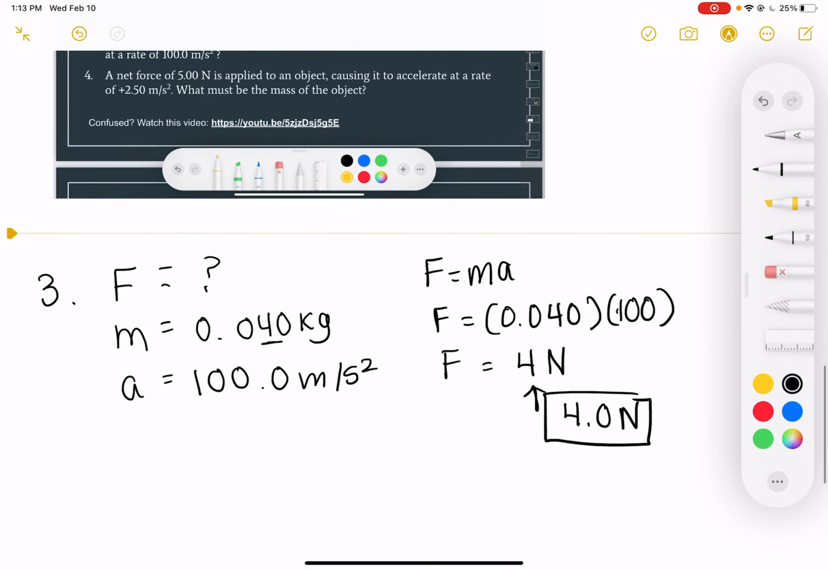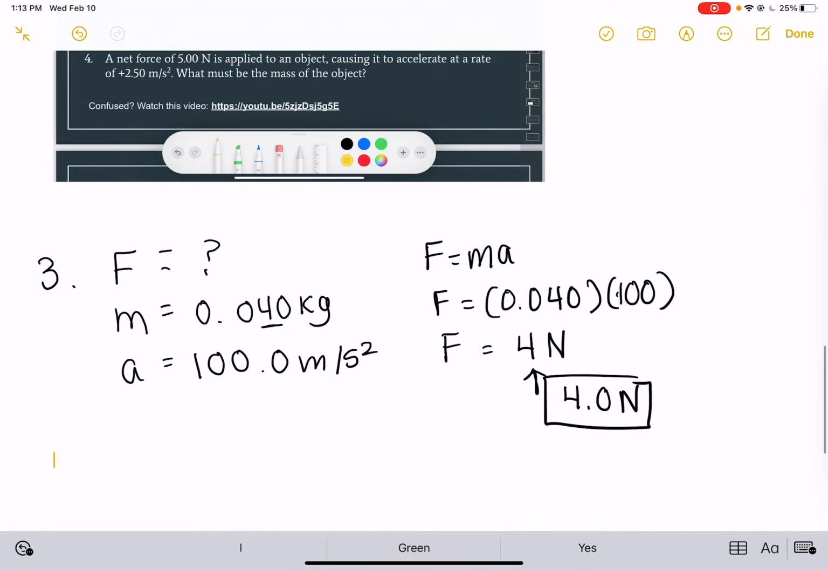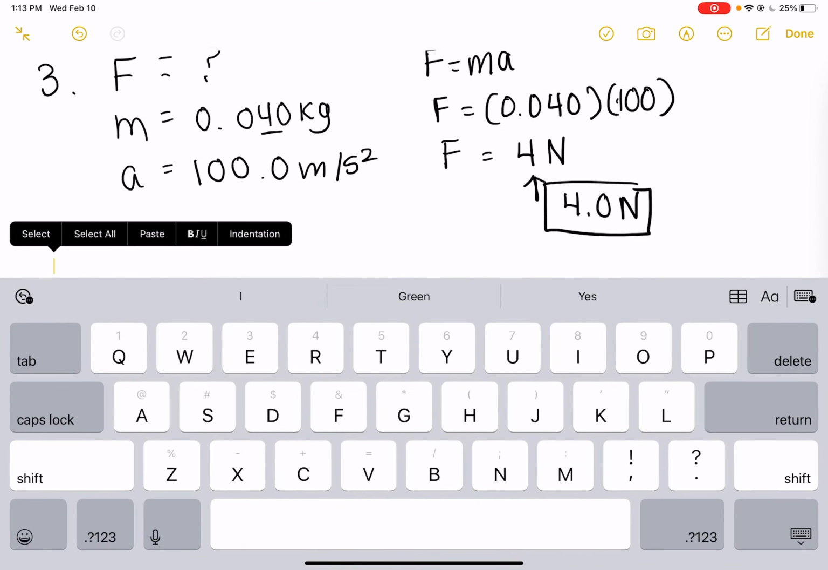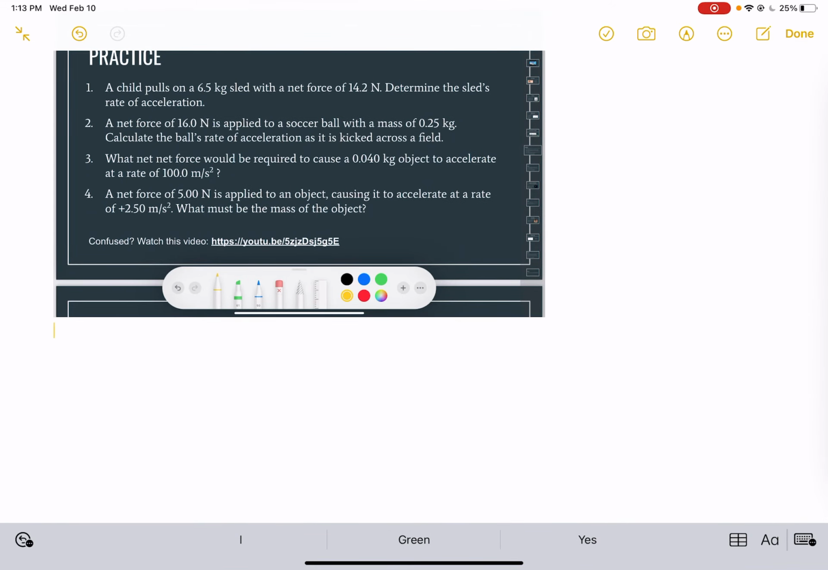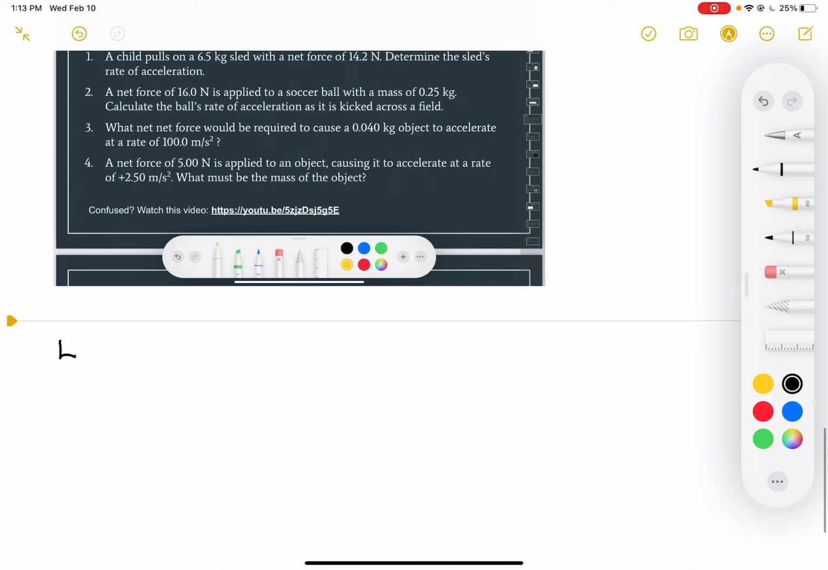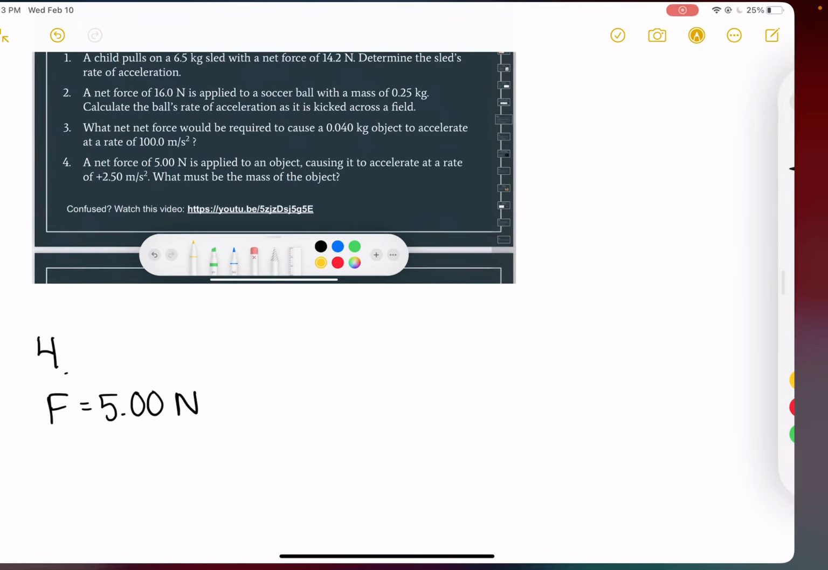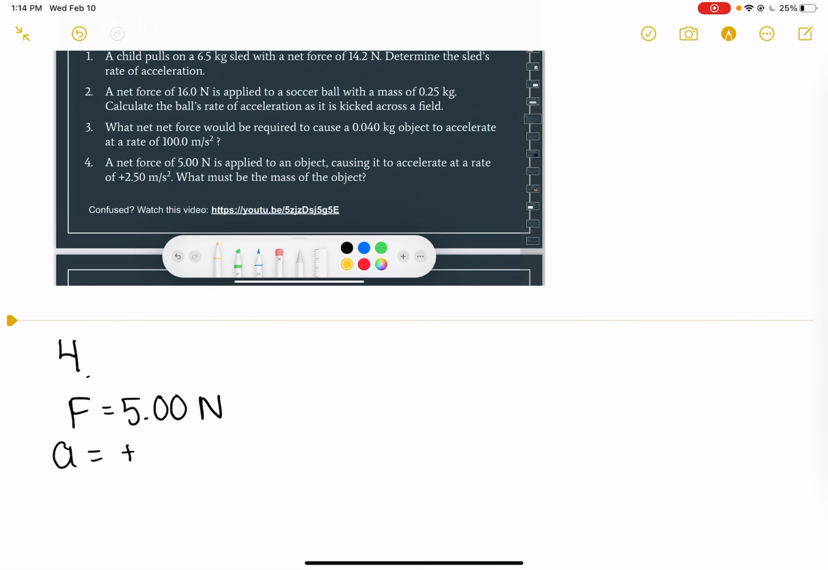And then our final question, practice problem here. Let's try that one out. It says a net force of 5 newtons is applied to an object, causing it to accelerate 2.5 meters per second squared. That's where I got that last question. What must the mass be? So we're looking for mass. We don't know what that is.